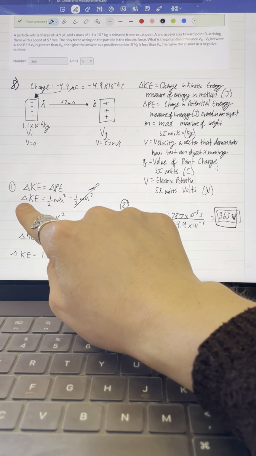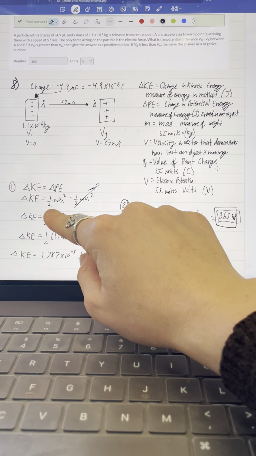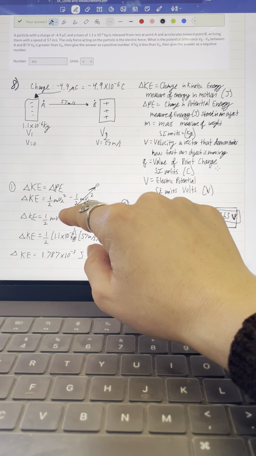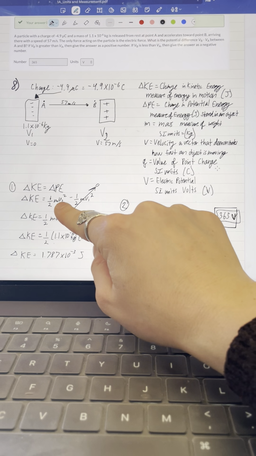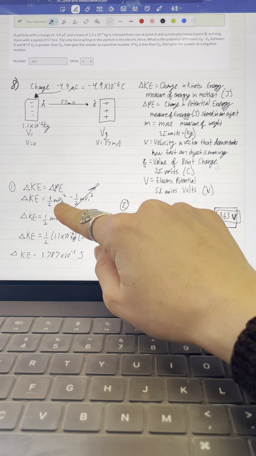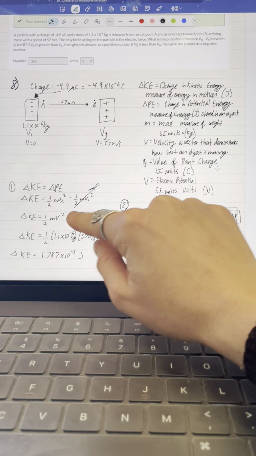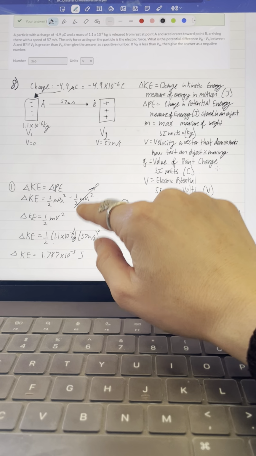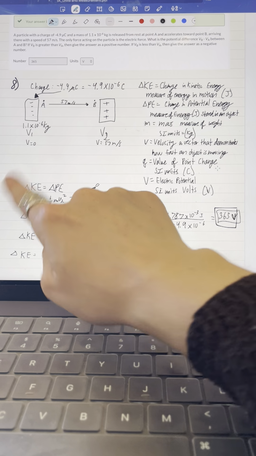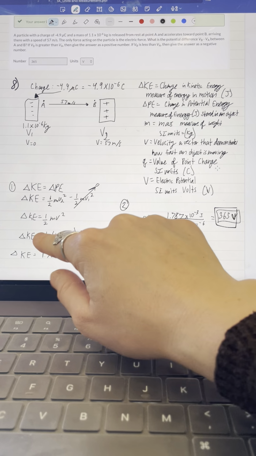I use change in kinetic energy equals half m v squared, that's v2, the second velocity, minus the initial velocity. And I'm able to cancel out that term because I know that my initial velocity is equal to 0. So I'm just left with this main equation.